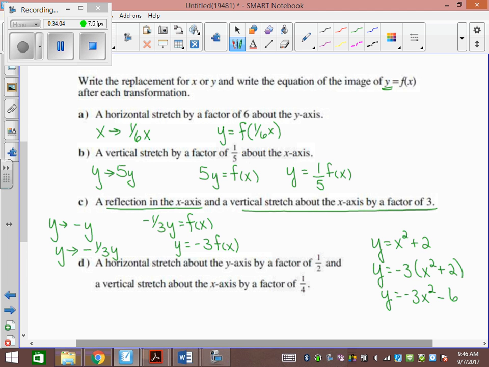I just made up an equation. This is just a random side note. Don't think it had anything to do with anything before.